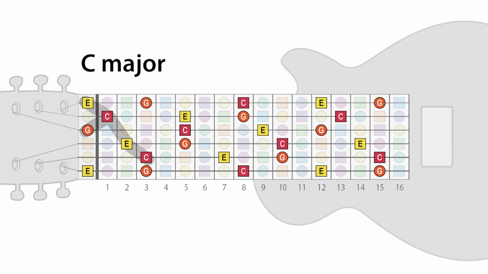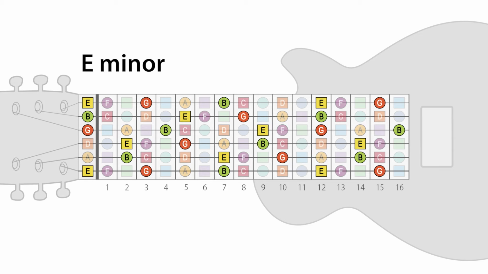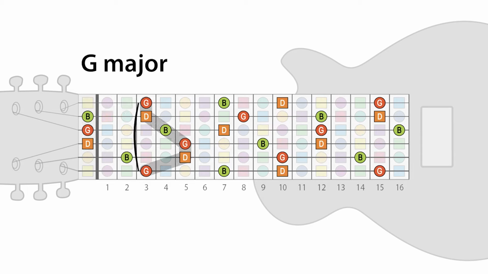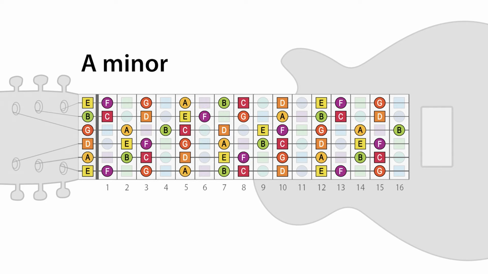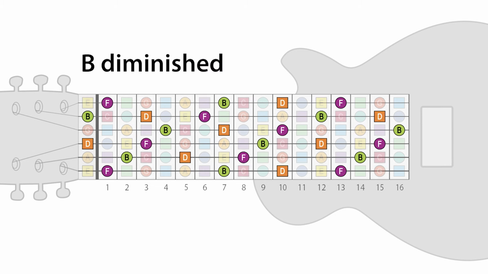C major, D minor, E minor, F major, G major, A minor, and B diminished.